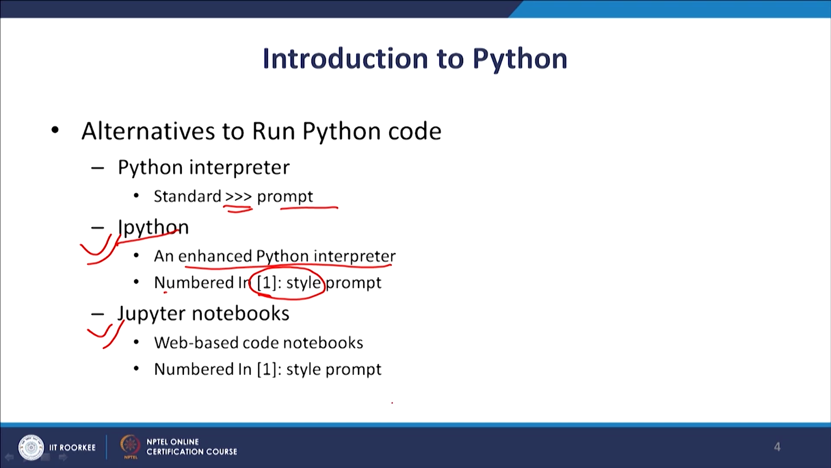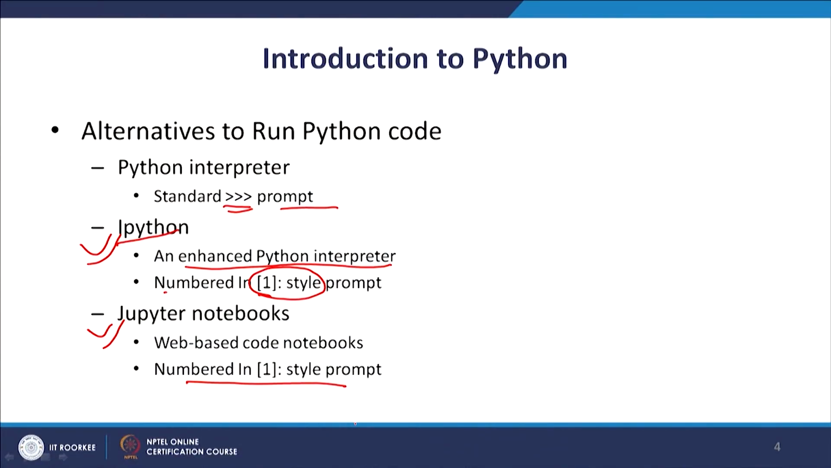This is a web-based code notebook, and here also the prompt is quite similar to what is there in IPython. Actually, Jupyter notebook is part of the IPython project, and therefore there are similarities in these two platforms. Whatever you can execute in the IPython environment, you can also do in a Jupyter notebook, and vice versa. That is applicable in most scenarios. So, these three options are available: the classical Python interpreter, IPython, and the Jupyter notebook.